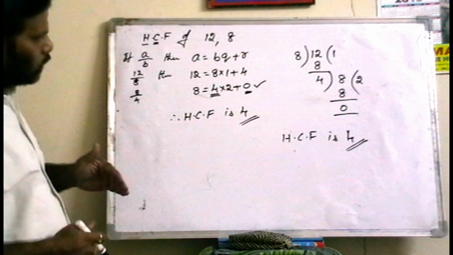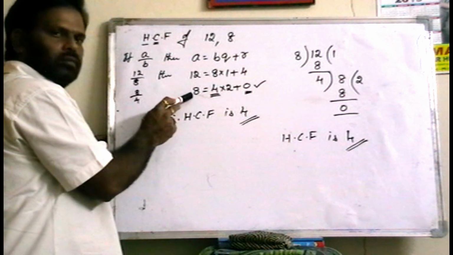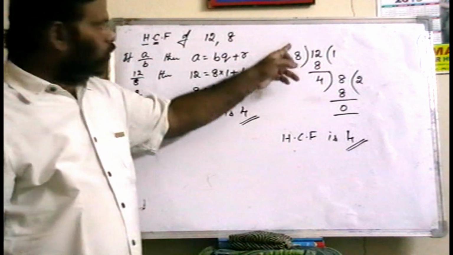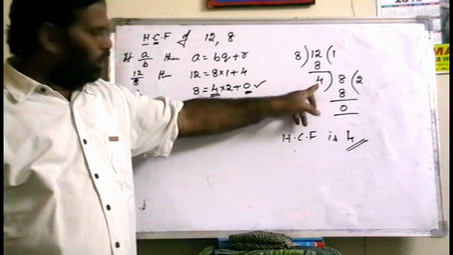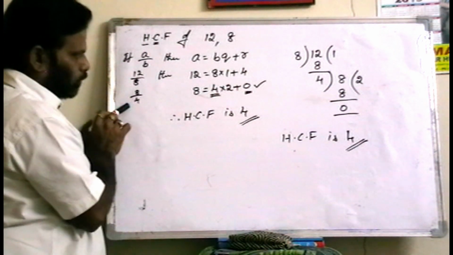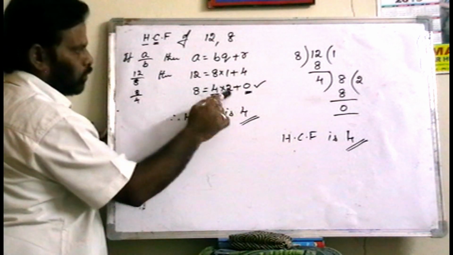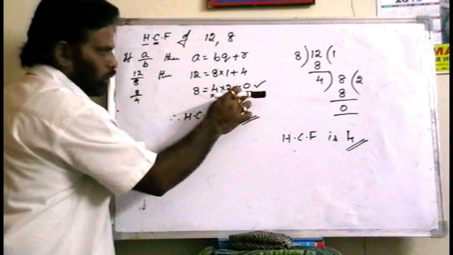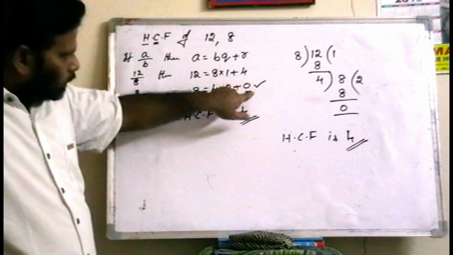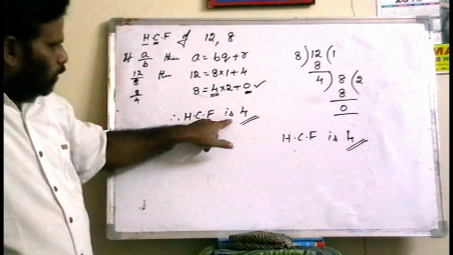Then again continue. Means what? The previous divisor will now become the dividend, and the remainder will become the divisor. That means the divisor is divided by the remainder. Again 4 2s are 8. That means dividend 8 is divided by 4. Dividend is 8, divisor is 4. 4 into 2 is equal to 8. So 4 2s are 8 plus 0, only 8. So now we get the remainder 0. If the remainder is 0, at this stage, whatever the divisor is there, that is called the HCF of the given two numbers.